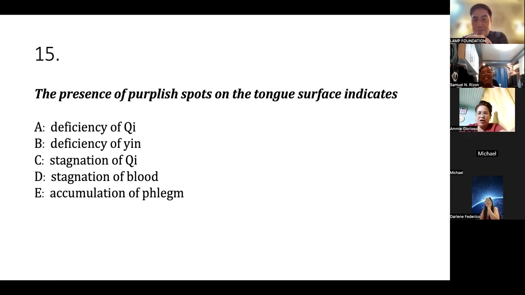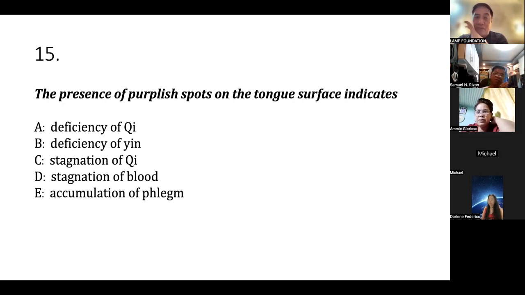The next. Presence of purplish spot on the tongue surface indicates: A. Deficiency of Qi, B. Deficiency of Yin, C. Stagnation of Qi, D. Stagnation of blood, E. Accumulation of phlegm. Answer is letter D. Purplish, stagnation of blood. So even if you see purplish spots, that's already blood stagnation. Worse is when you have the whole tongue as purplish.